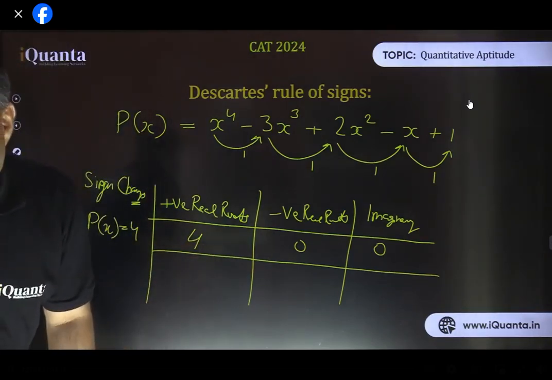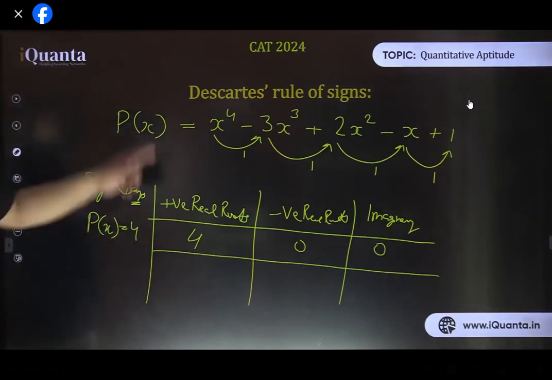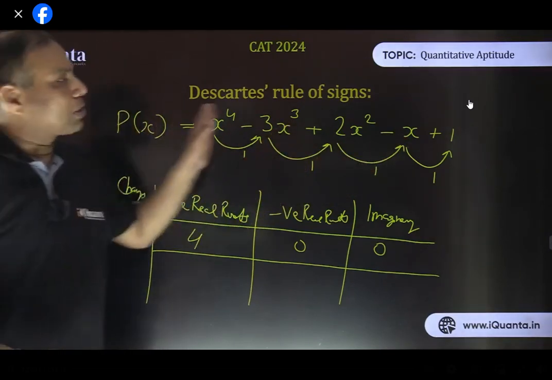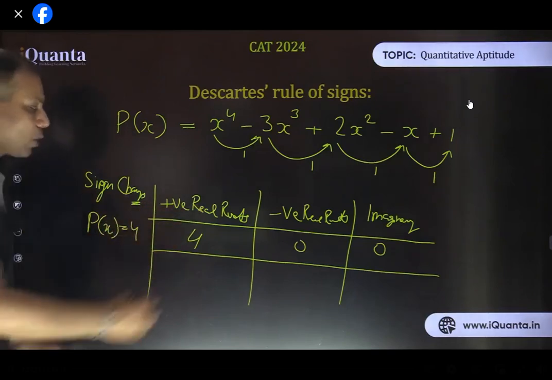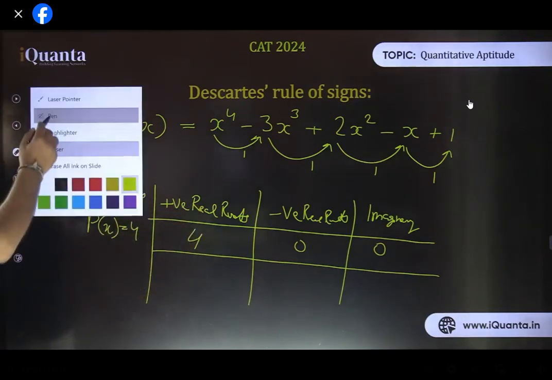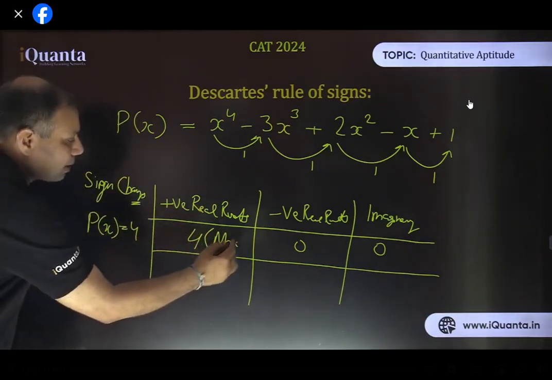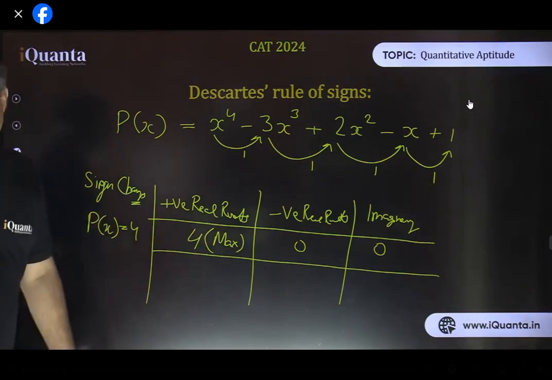I'm repeating it again. Shruti, we have just said that the number of sign changes in the coefficients, when all the coefficients are written in order, tells us about the maximum possible number of positive real roots, provided these sign changes we are checking in p(x), the given polynomial. This is the maximum value. Okay? Now the next step.